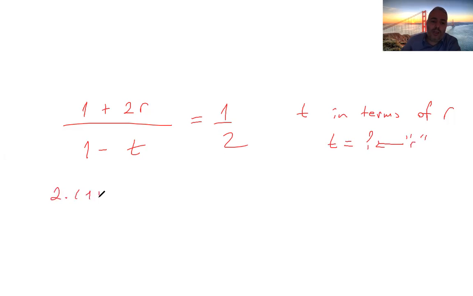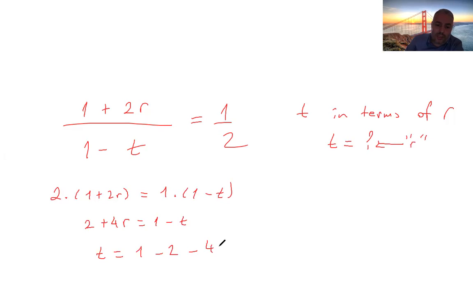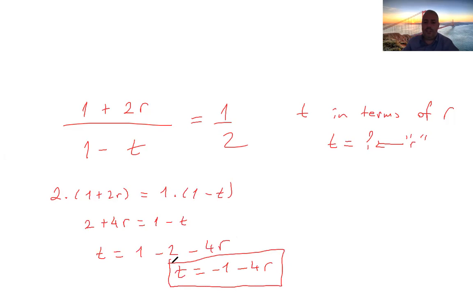Okay, cross product. 2 times (1 plus 2r) equals 1 times (1 minus t). So 2 plus 4r is equal to 1 minus t. So negative t, take to the other side. Positive t is equal to 1 minus 2 minus 4r. t is equal to -1 minus 4r. This is the answer. Finish. Did you get this answer?